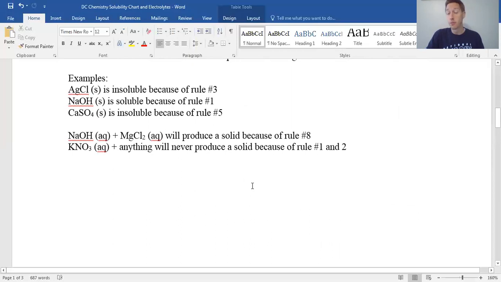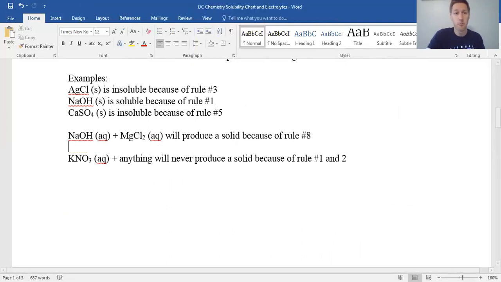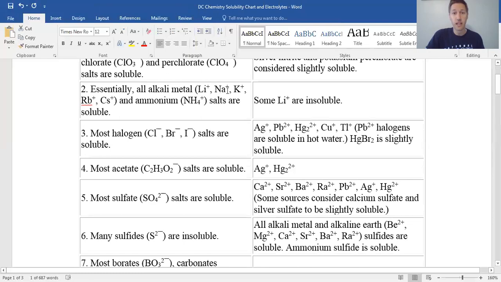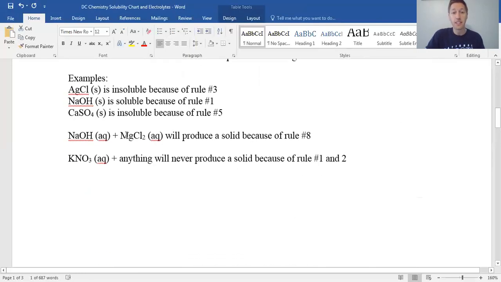Also we should talk about double displacement reactions and whether they make a solid or not. If you mix things together, do they make a solid? So if you're to mix sodium hydroxide, this is something that's soluble. So rule number 2 says Na is soluble. OH is not an exception. Magnesium chloride. Rule number 3 says chlorine is soluble.